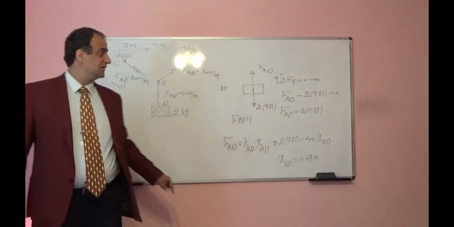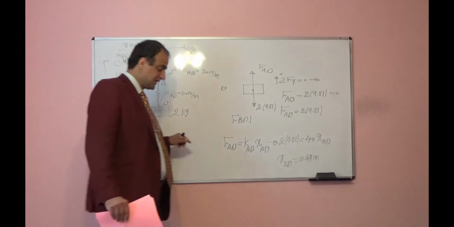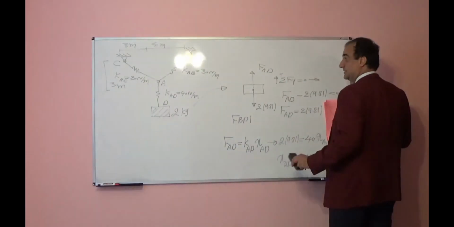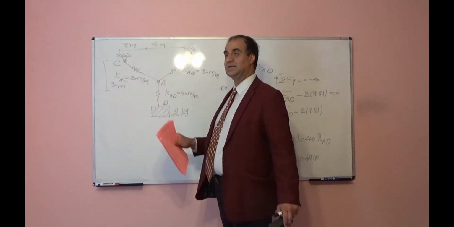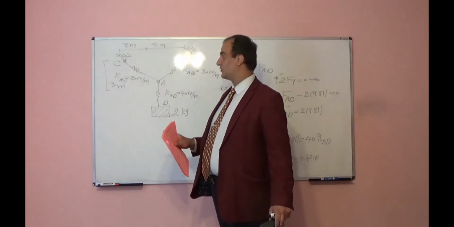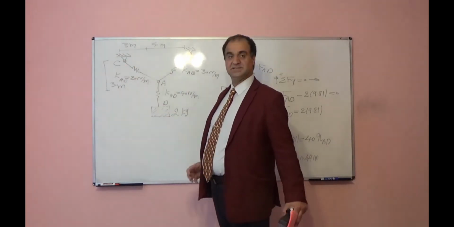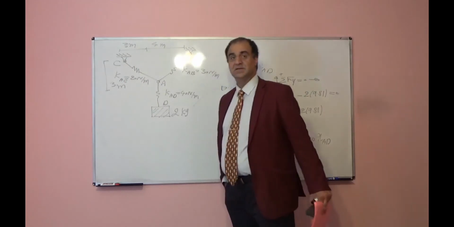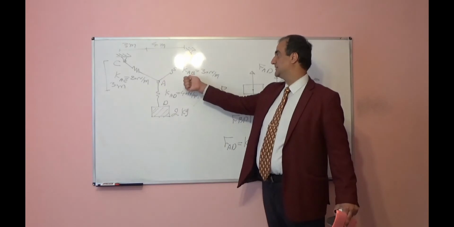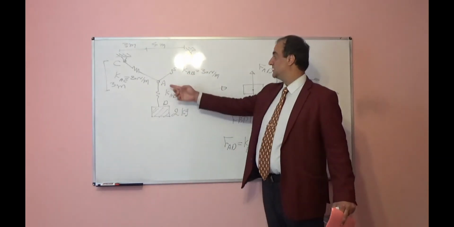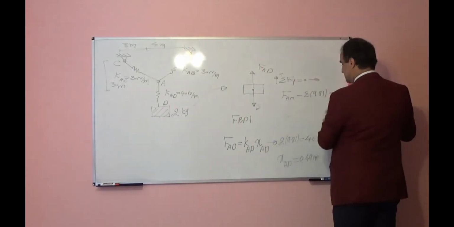Now I will move to point A and look at the equilibrium of point A, so I can find the internal force in springs AC and AB. After finding the force inside AC, the force for member AC divided by stiffness of AC will give us the elongation for AC. Force in AB divided by stiffness of AB will give us the elongation for AB. Let's do it.